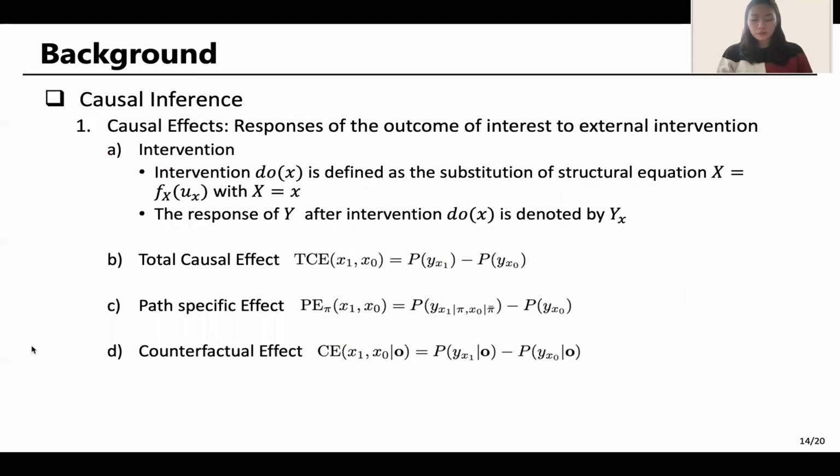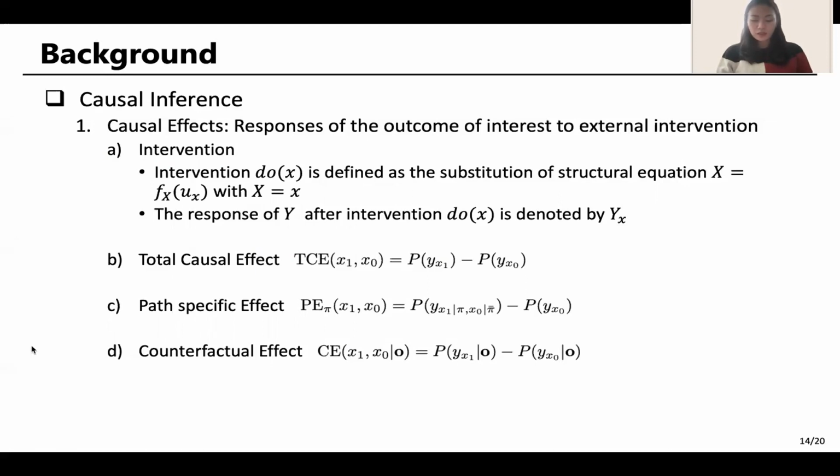First, I will briefly explain the background of causal inference with the notation that the paper used. Causal effects are responses of the outcome of interest to external intervention. Quantitatively measuring causal effects in a causal model is facilitated with the do operator, which forces some variable to take a certain value. By using the do operator, the total causal effect is defined as follows.